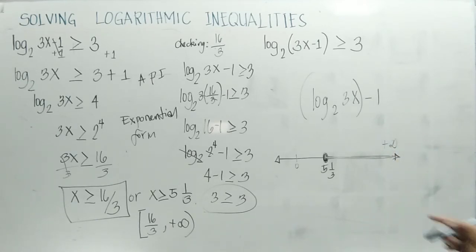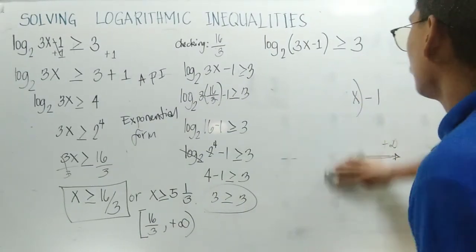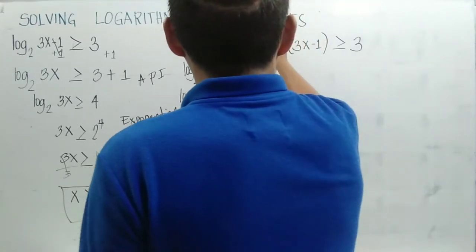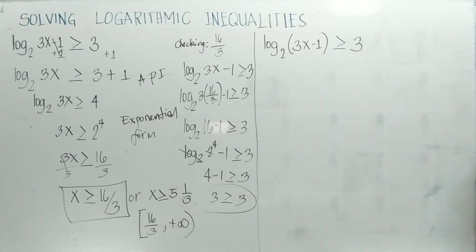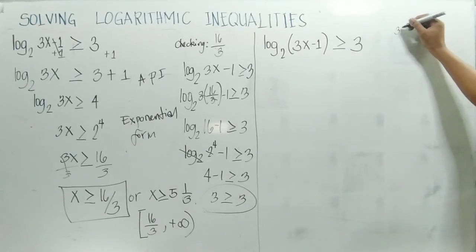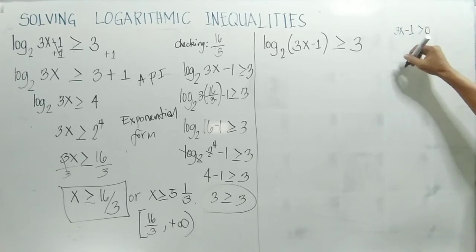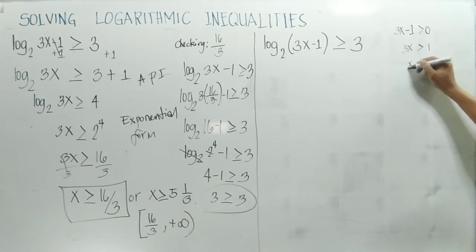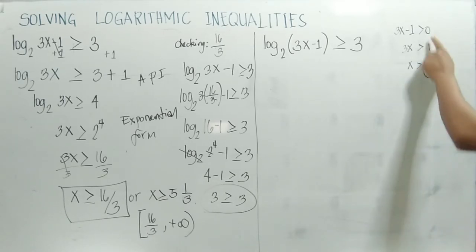Okay, so I guess that we are clear on that example. Let us proceed to this example and see whether they have the same solution or not. So we have log of the quantity 3x minus 1 base 2. Now let us first be sure that the quantity 3x minus 1 is greater than 0. So 3x is greater than 0 plus 1, which is 1. x is greater than 1/3. So we can say that 1/3 is greater than 0.